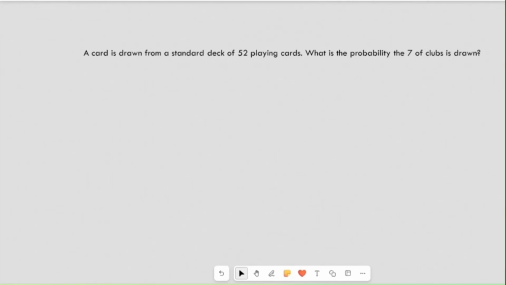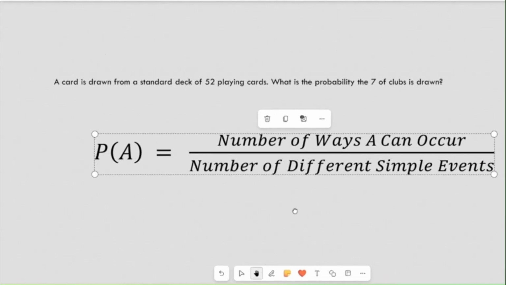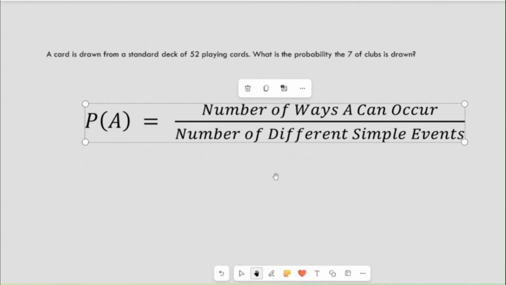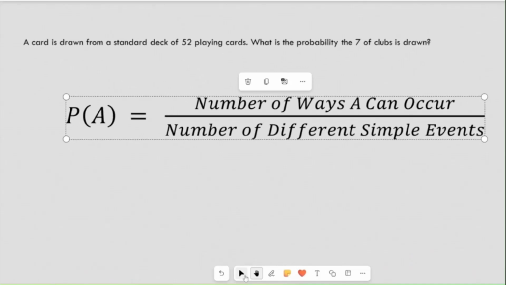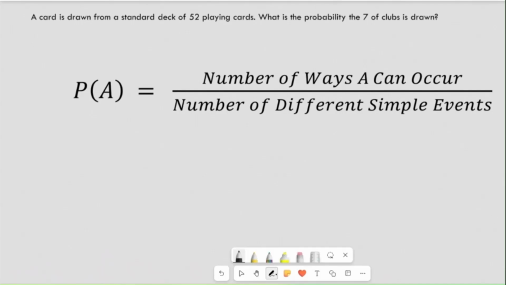Now for our expression. First thing we're going to do is define our event. So we can see from our problem statement that the probability that we want to determine is the 7 of clubs. So our event is going to be drawing the 7 of clubs.